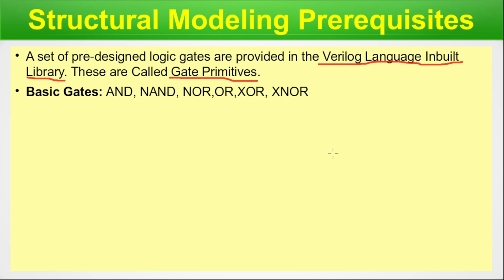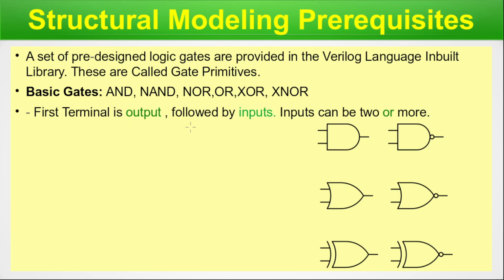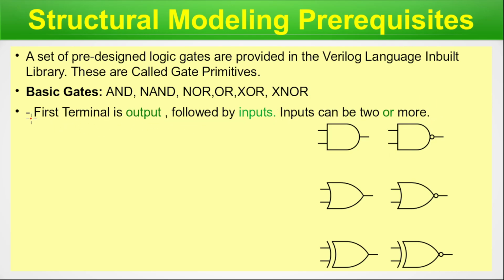So in this kind of library, what can you expect? The basic gates like AND, OR, NOR, NAND, XOR and XNOR. So here are some figures just for your visualization. Generally, when we are writing the syntax, the first terminal is the output followed by inputs, and inputs can be two or more. So here you can see there are two inputs, right? You know that this gate can have more than two inputs. So in this fashion, the first one is the output, and the rest are inputs.